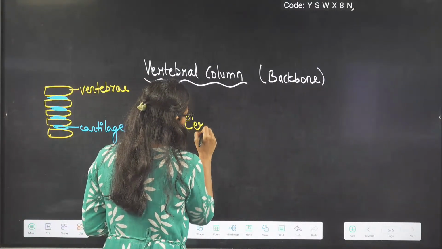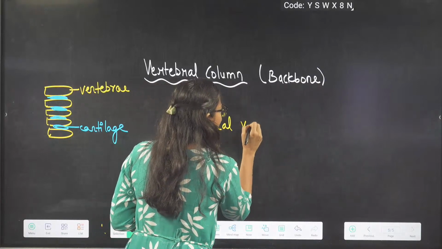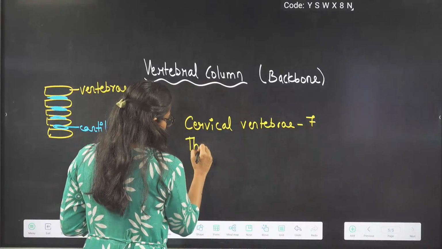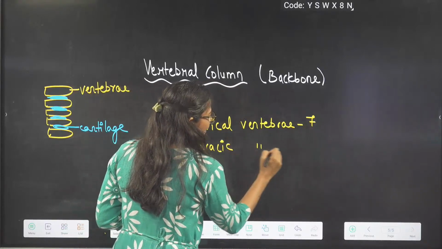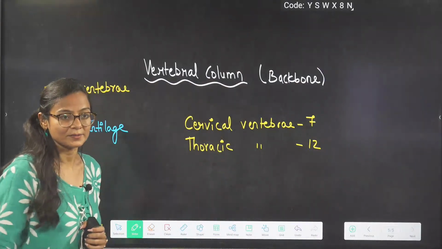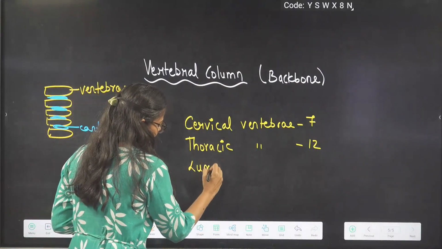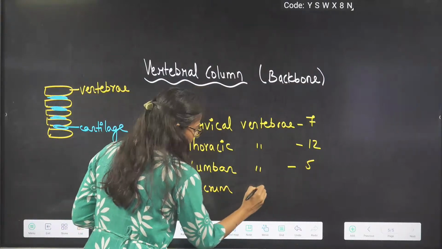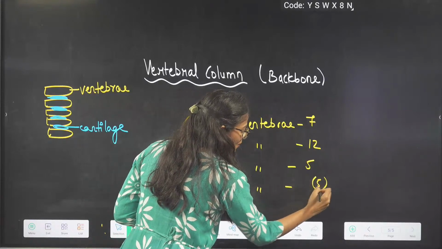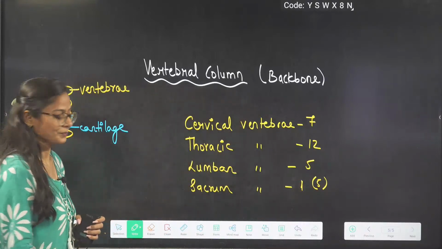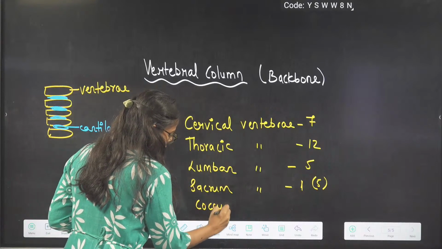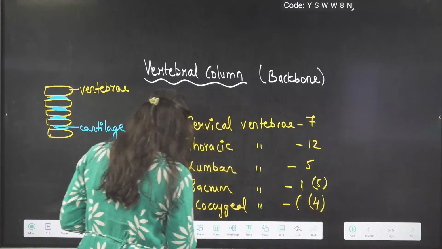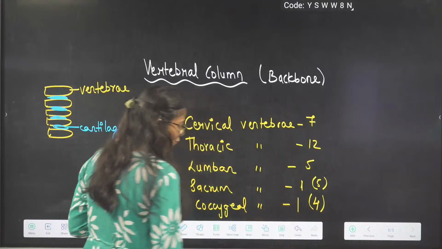So we have first 7 as cervical vertebrae. How many are there? 7. Then thoracic vertebrae. How many are there? 12. Then lumbar, 5. Sacrum. Actually, these are 5, but then after fusion, they make up one bone. And then finally, coccygeal. So these are also actually 4, but then they fuse to make up only one bone, right? They fuse to make up only one bone.